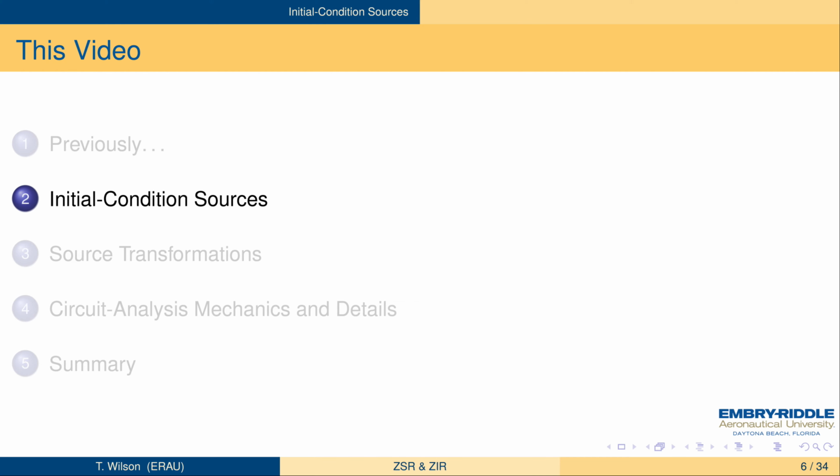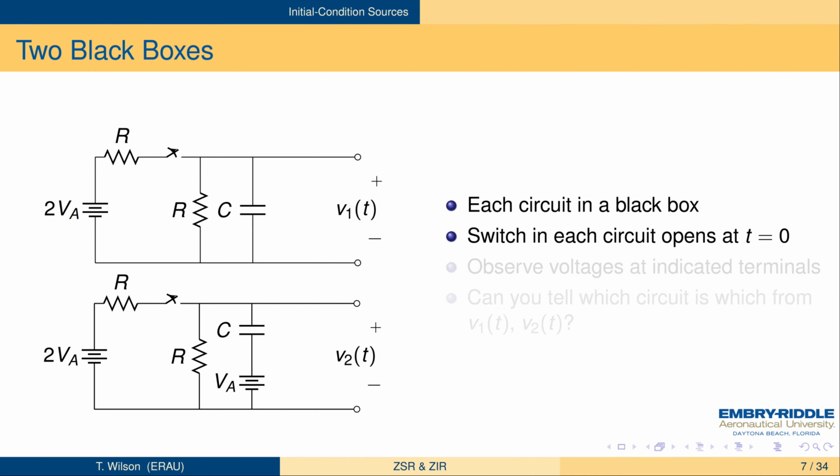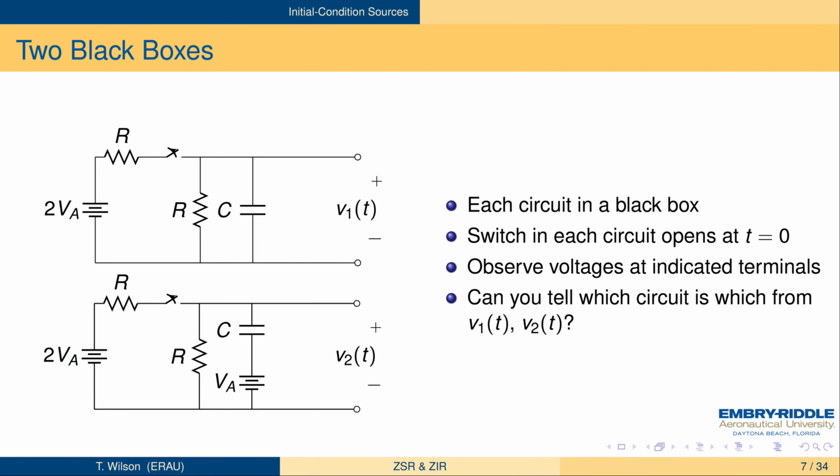So let's take a deeper dive into these initial condition sources. Consider the following two circuits. Both circuits are essentially the same, except in the first, upper circuit, there is no battery VA in series with the capacitor C. The switch in both opens at t equals 0, and all you can do is observe the voltages V1 and V2 at their terminals. You just have a pair of wires sticking out of a box. So can you tell which circuit is which from observing the two voltages V1 of t and V2 of t?